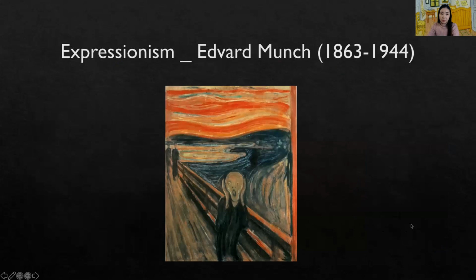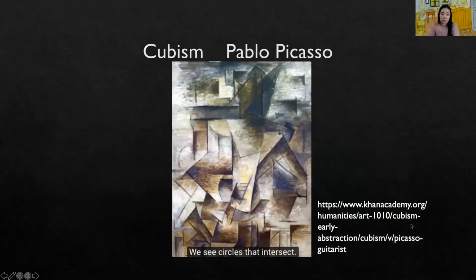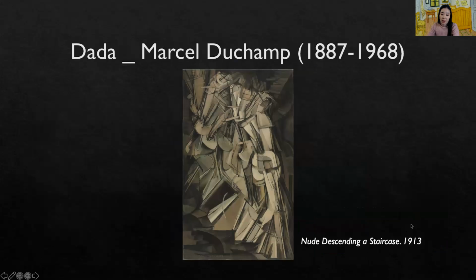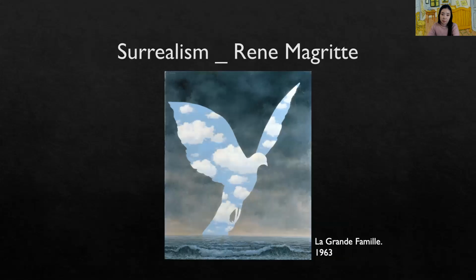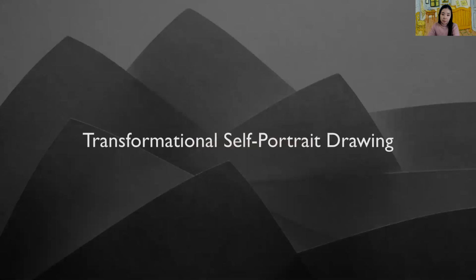Fauvism, Expressionism, Cubism, Dada, Surrealism, and Idealism, like this. So now we are going to do a transformational self-portrait drawing based on what we learned in the modern art chapter.